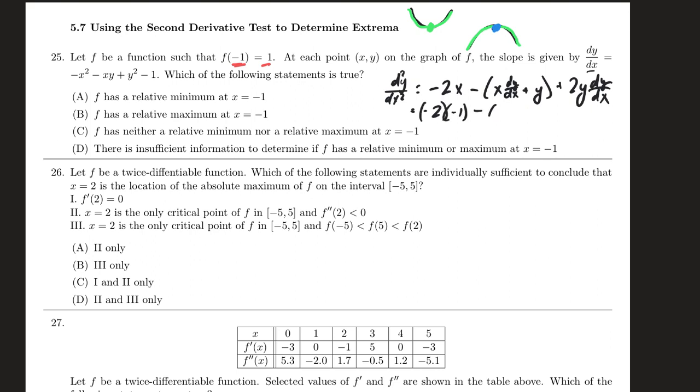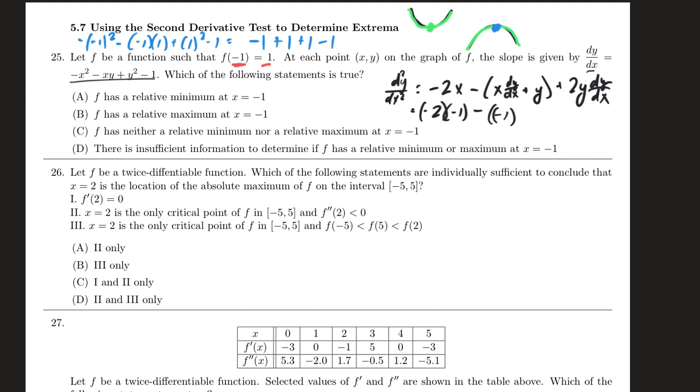So x is negative 1. What is dy/dx going to be? Well, we can use the original equation that's given to us here. So dy/dx is going to be (-1) squared minus (-1) times 1 plus 1 squared minus 1. So what's that going to be? 1 plus 1 plus 1 minus 1... that doesn't seem right.